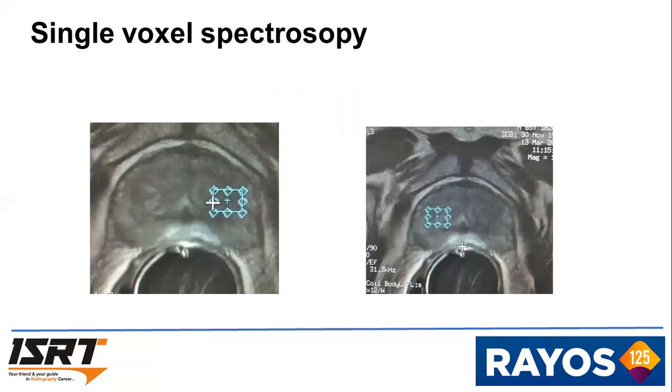This is the planning for a single voxel spectroscopy. It is planned from a voxel from here. We can take only one spectrum at a time, at one acquisition. If we want to take a spectrum from another location, we have to run the sequence again. It was the main drawback of the single voxel spectroscopy.